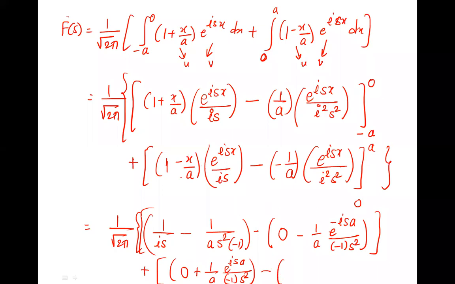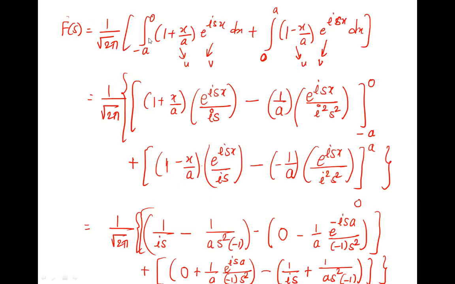So if it is 0, 0. If it is 0, 1. So 1 into 1 upon, right, 1 upon is. Minus minus plus. e raised to 0, 1 upon a s square. i square is minus 1. So we'll now just open it and see what are the terms.